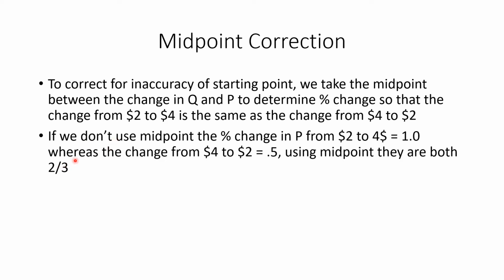Well, the way that we work this out in calculation is you take the midpoint between those 2 price points, which is $3. The midway between $2 and $4 and $4 and $2 is the same thing. It's $3. Okay, so you take that, and that's how you calculate it. And so using the midpoint that way, you end up with a $2 price change over $3, which is 2/3.